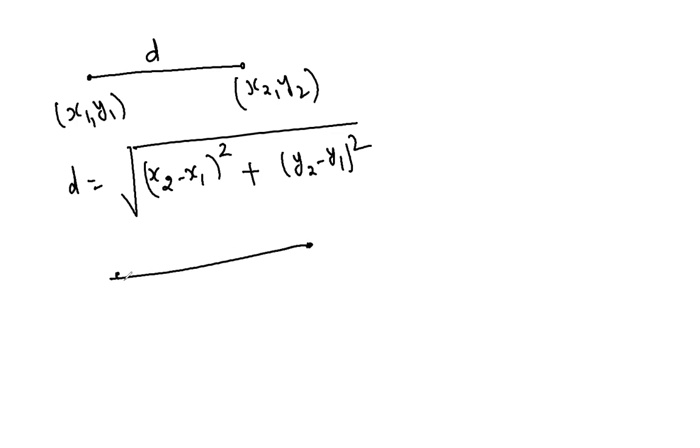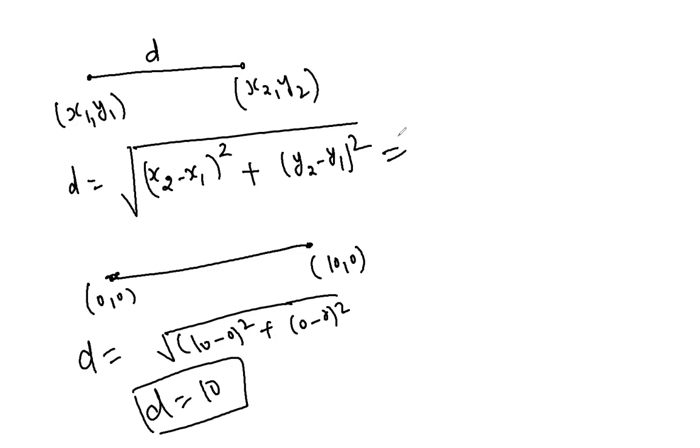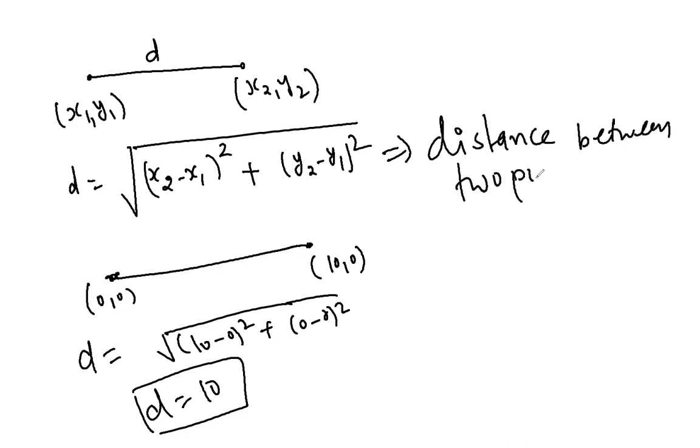We are working on the x axis. So the first coordinate is, let's say, 0 and 0. And then we have reached the point 10 and 0. So by looking, you can directly say that it will be 10. But if you want to calculate, then d will be simply: x2 is 10, so 10 minus 0 squared plus y, 0 minus 0 squared, which is nothing. So d will be equal to 10. So this is the distance between two points. This is the formula to calculate the distance between two points. It's very interesting, as the chapter goes ahead.